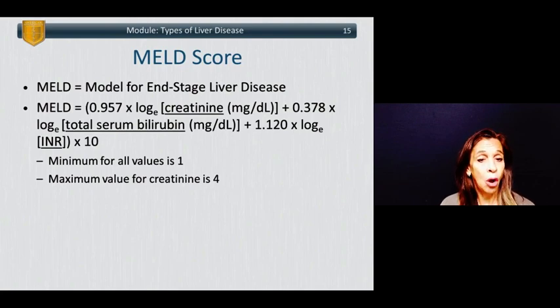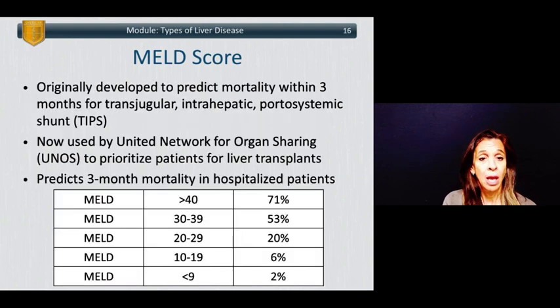Minimum values for all of these numbers are 1. So if the creatinine is 0.7, you enter 1. The maximum value for creatinine is 4. So if the creatinine is 8, you still only enter a 4. The MELD score was originally developed to predict mortality within 3 months for transjugular intrahepatic portosystemic shunts, better known as TIPS procedures. But it is now used by the United Network for Organ Sharing, better known as UNOS, to prioritize patients for liver transplants.